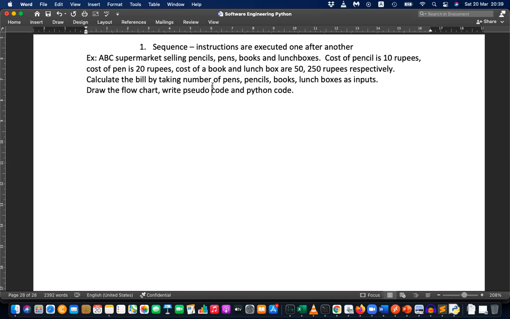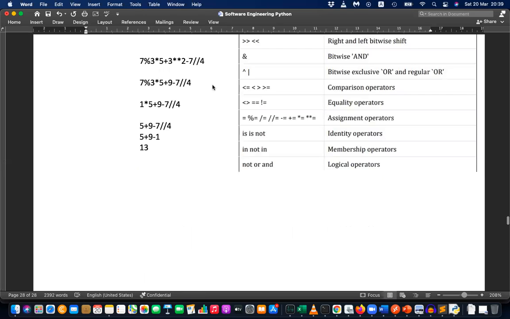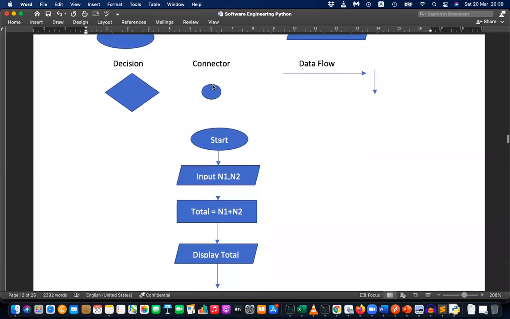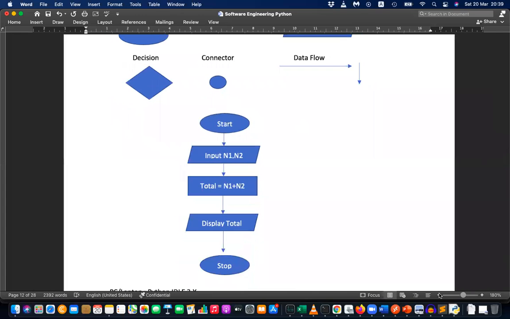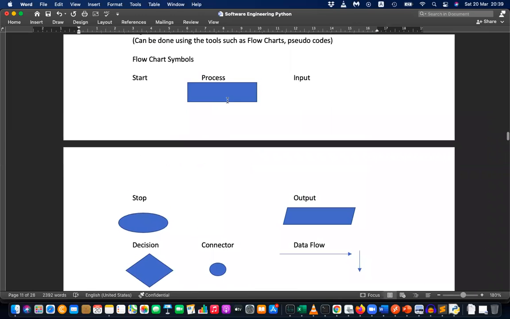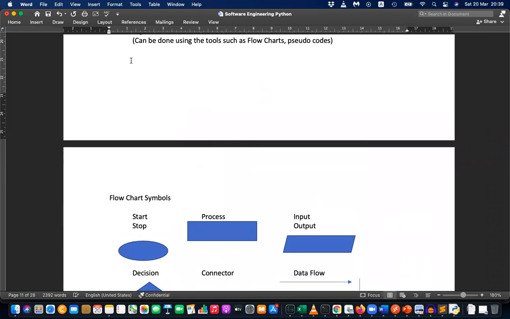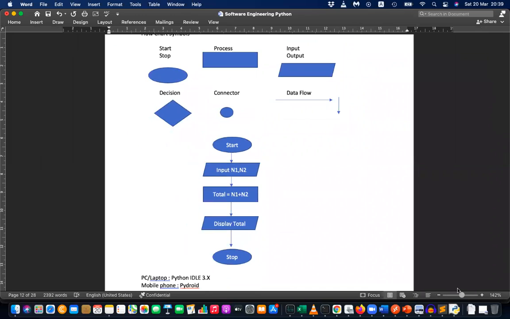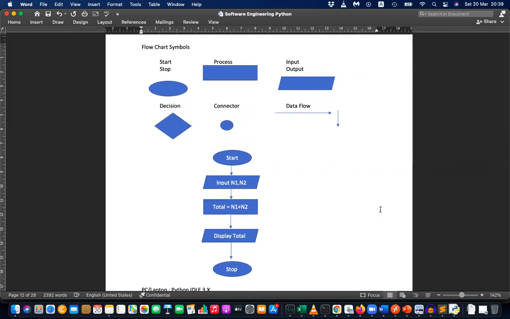I think you can remember the symbols. These are the symbols used in flowcharts, and an example is also given. Start and stop symbols are shown using an ellipse, and the process is a rectangle. Input output is a parallelogram. Decision is a diamond, and a connector is a circle. The data flow is shown using arrows. And you have an example too. Please follow the same and do the question.